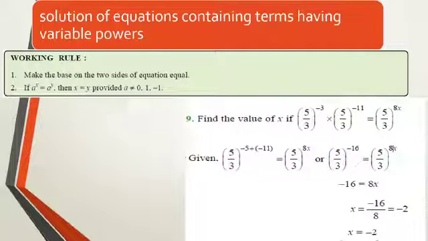Here we see that the base is equal, that's why we can equate the power. That is, minus 16 equals 8x. x equals minus 16 by 8, that is equal to minus 2.